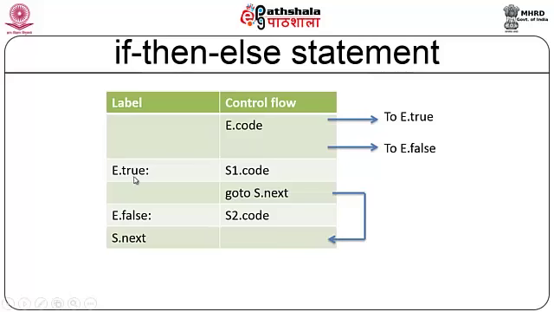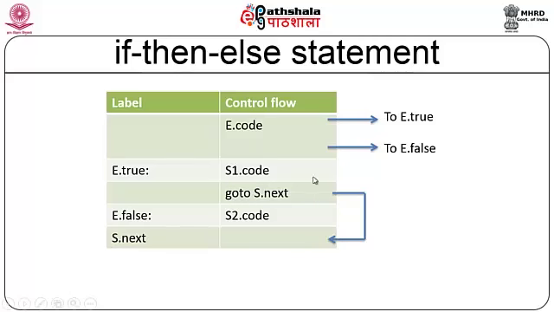Again, E dot true will have S1 dot code, and then here you issue an unconditional jump saying go to S dot next. Why? I should not even touch upon this S2 dot code. So, that is why we normally issue a go to S dot next here, which is going to come directly to this particular position.